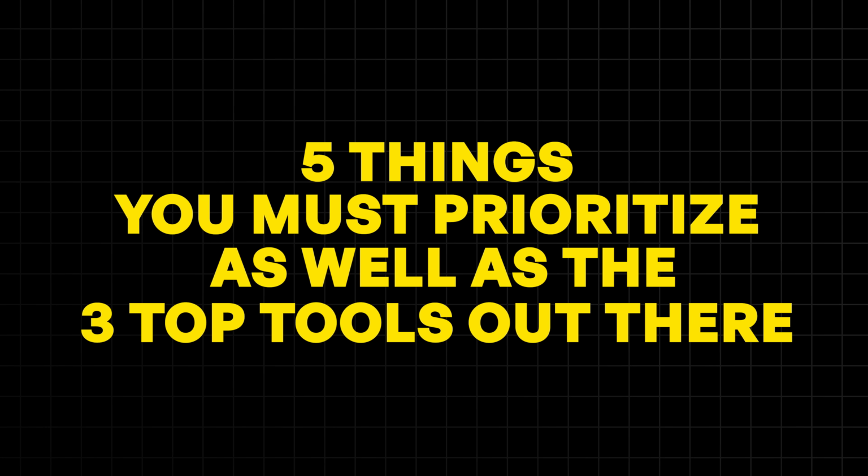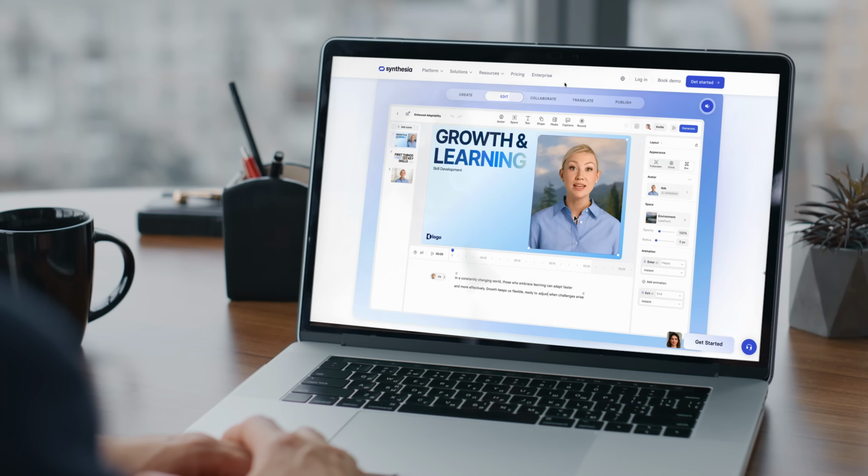the 3 top tools out there. So when you're evaluating them, you know exactly what to look for. Let's get into it. Now, if you're evaluating any of these tools to create AI videos from text for ads, these are the 5 things that you must prioritize. Let's start with number 1.